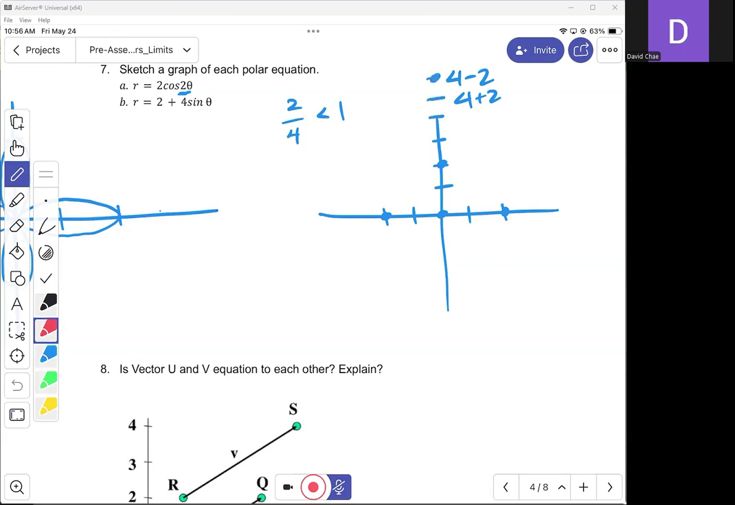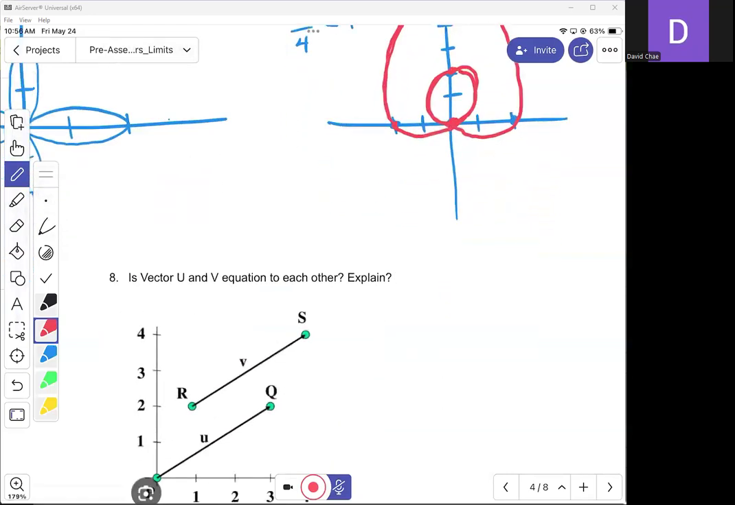So I'm going to mark the points in red, that way you can differentiate them. This is the inner loop right here. And then it should be this, this, and this right here. So again, number 7, you're just sketching it. You don't have to give me the table of values or anything like that. And it's plus. If it was minus, it would be reflected on the other side. I think we've done this already.